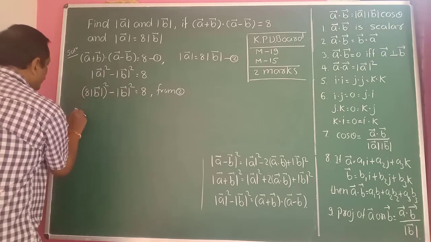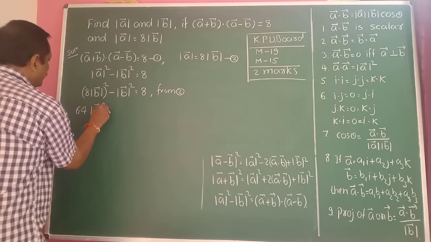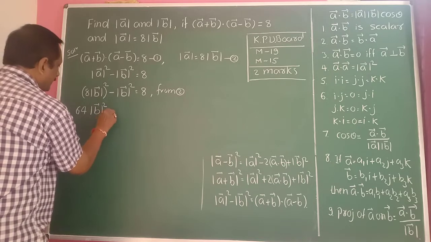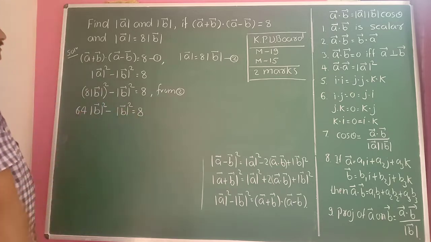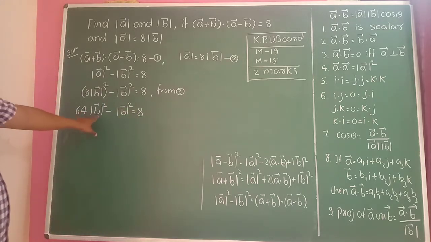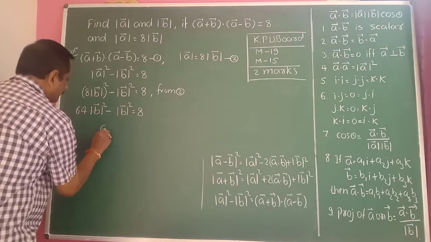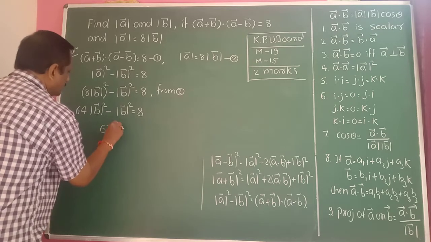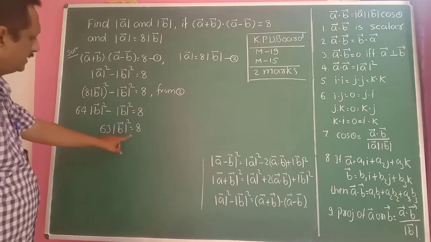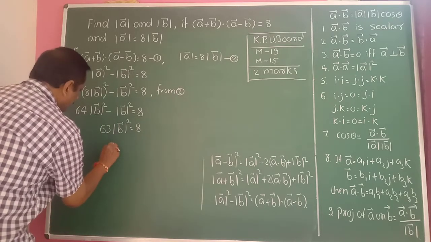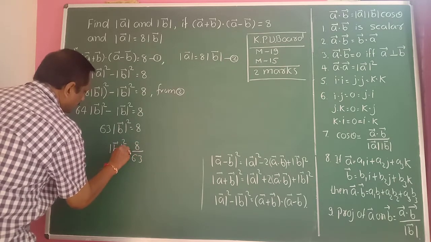8 square is 64 here. So 64 into modulus of B bar square minus modulus of B bar square is equal to 8. 64 minus 1 becomes 63. So 63 modulus of B bar square is equal to 8. Take 63 to the other side. So modulus of B bar square is equal to 8 divided by 63.